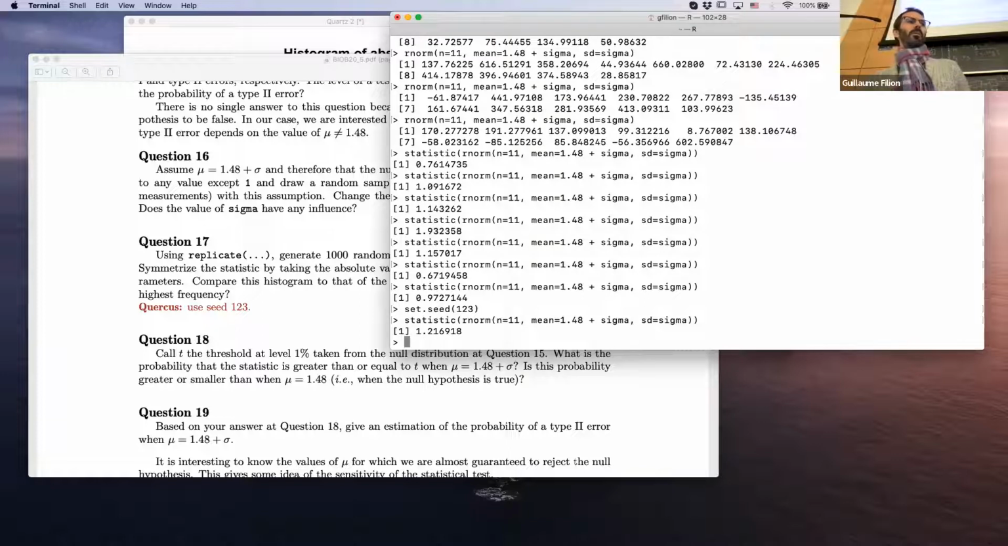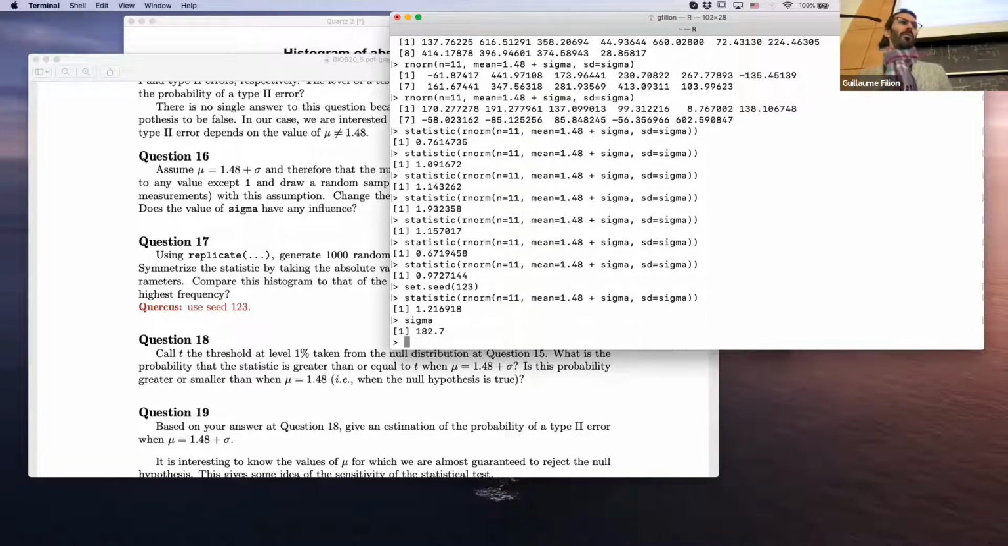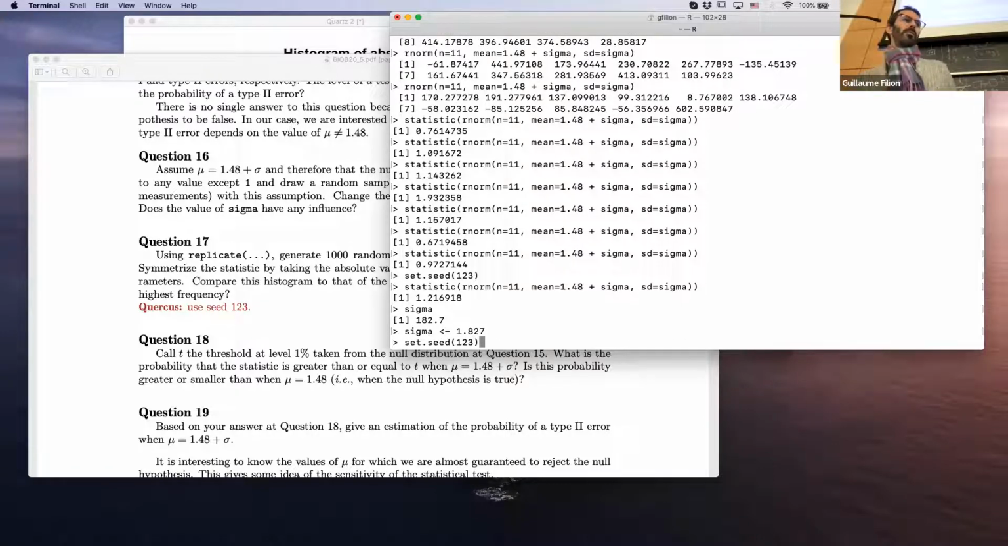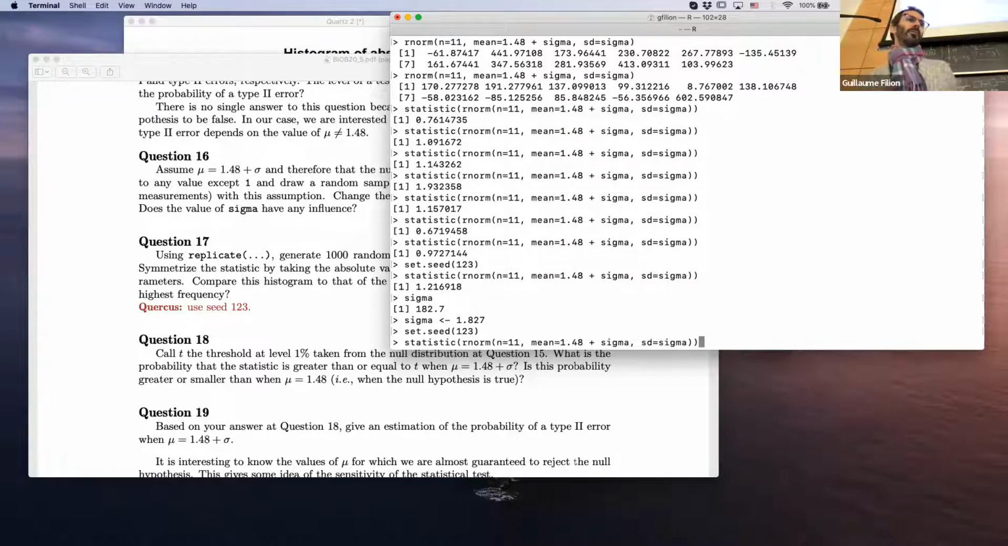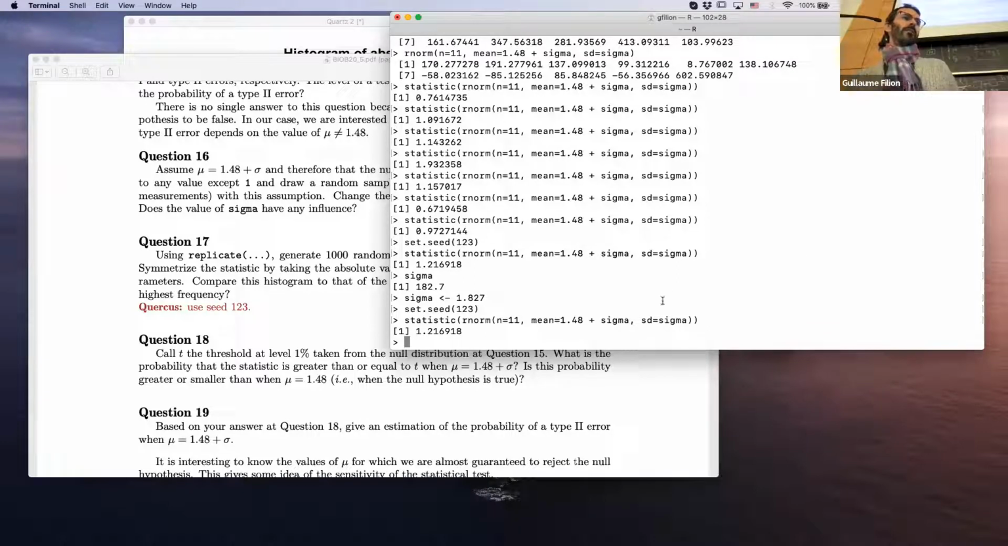So the number is 1.21. That's good. The sigma was 182.7. I'm going to say sigma is 1.827. Reset the random seed. And when I do it again, then I got exactly the same result.